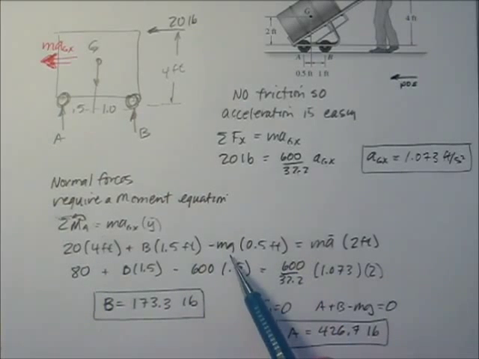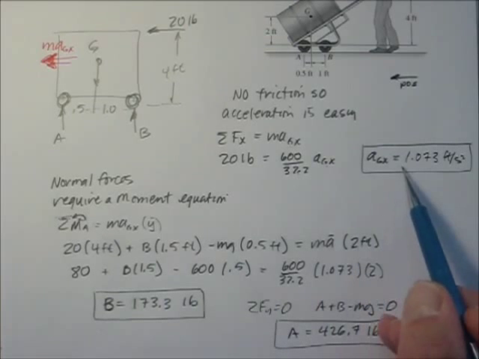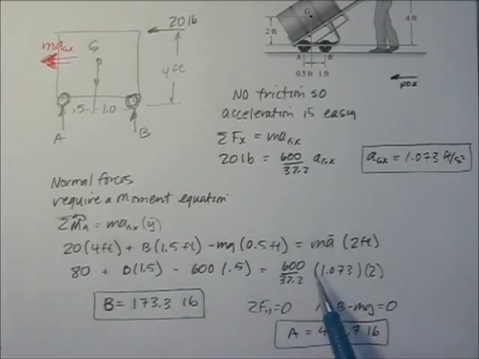I know my mass, I know my mg, I solve for the acceleration, and the only unknown in this equation is going to be the reaction at B, and I can solve that as 173 pounds.